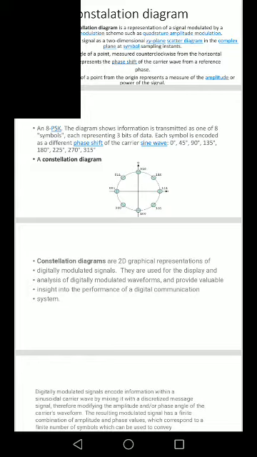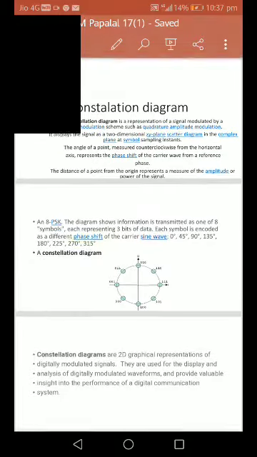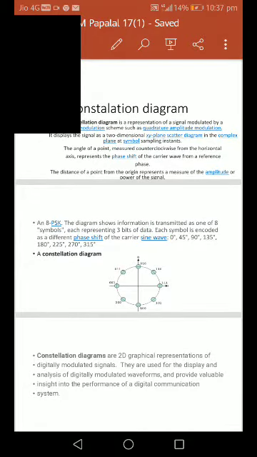In an 8-PSK diagram as shown, information is transmitted as one of 8 symbols. There are a total of 8 symbols, each representing 3 bits of data. Each symbol is encoded at a different phase of the sine wave carrier.